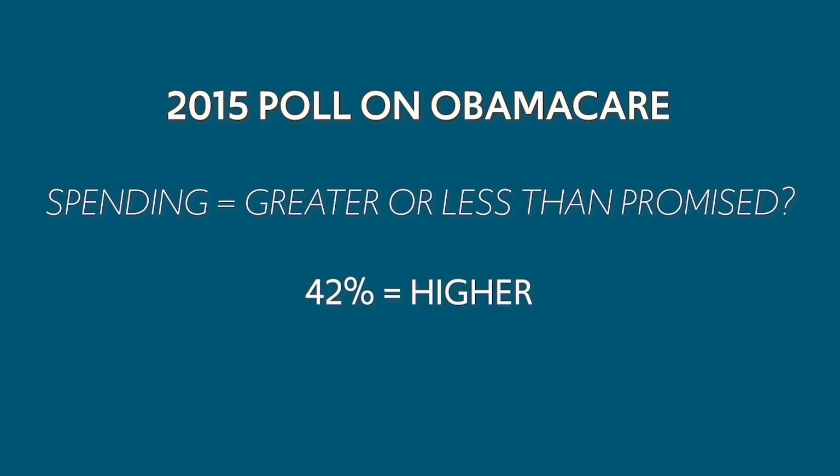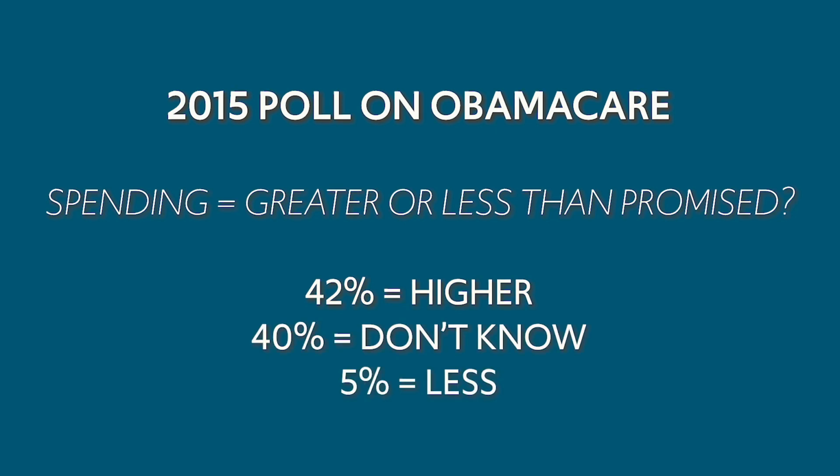42% said spending was higher than promised, 40% said they didn't know, 5% said that spending was less than promised. Now, as it turned out, the 5% were correct. Obamacare ended up costing less by 2015 than was promised in 2010. But how do we explain the results of that poll? Well, because of some other questions the pollsters asked, we know who these people were, roughly, who responded this way. The 42% who said that spending was higher than promised were generally Republicans. The 40% who said they didn't know were generally Democrats. And the 5% who got it right were both Republicans and Democrats who actually knew what they were talking about.